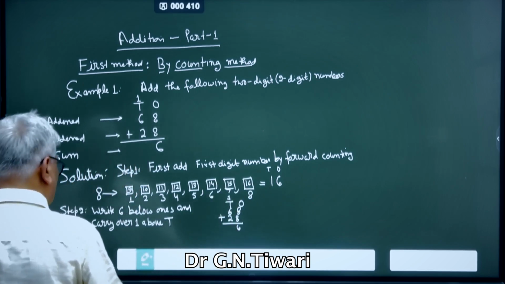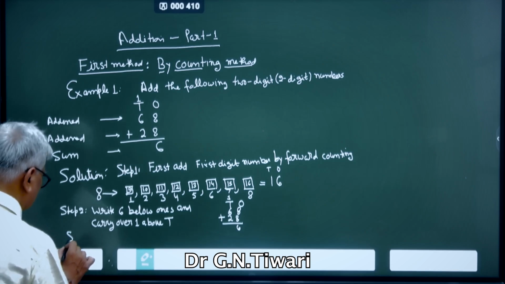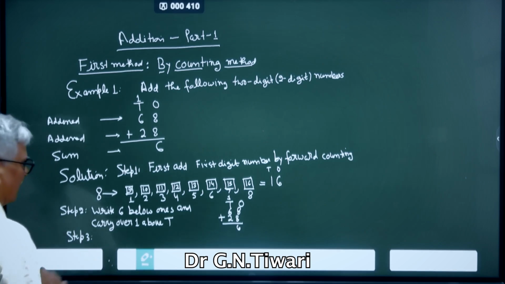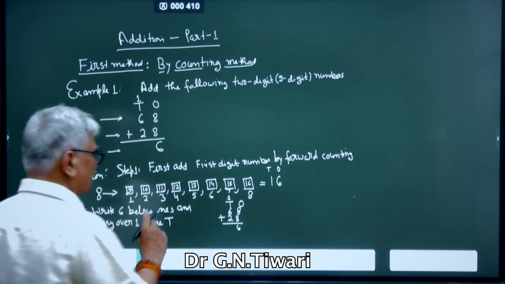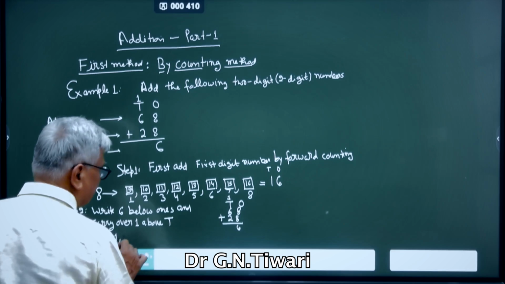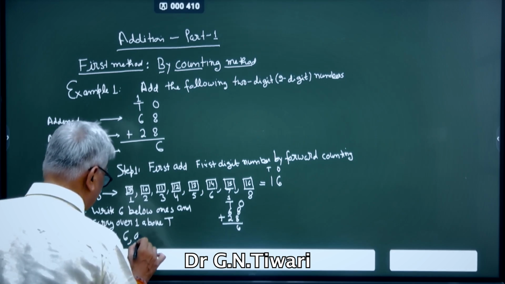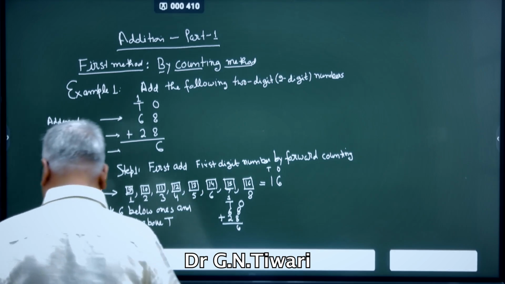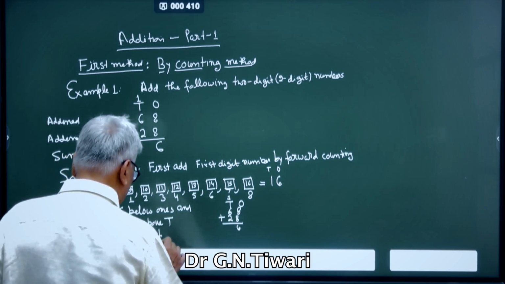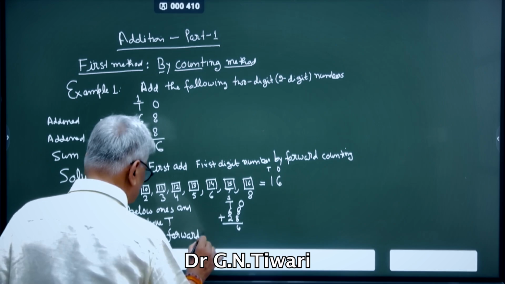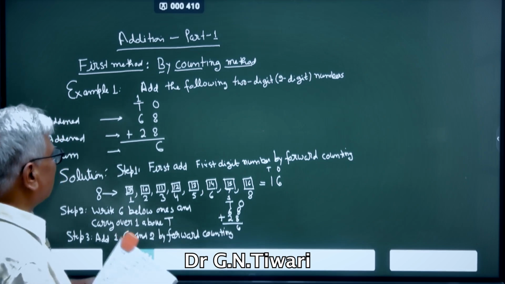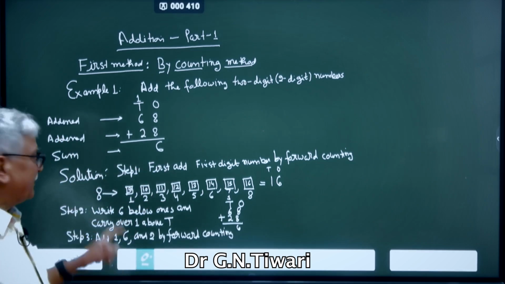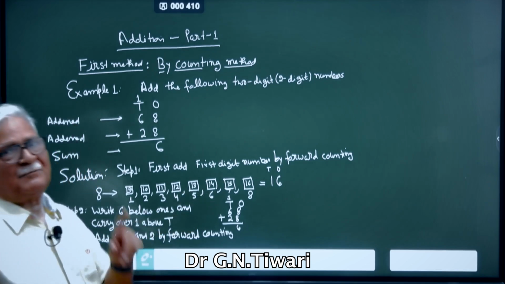Now, third step. Step 3: add, because this 1 is also an addend. So add 1, 6 and 2 by forward counting. As I have stated here, the largest number should be written first. So in 1, 6, 2, the largest number is 6.